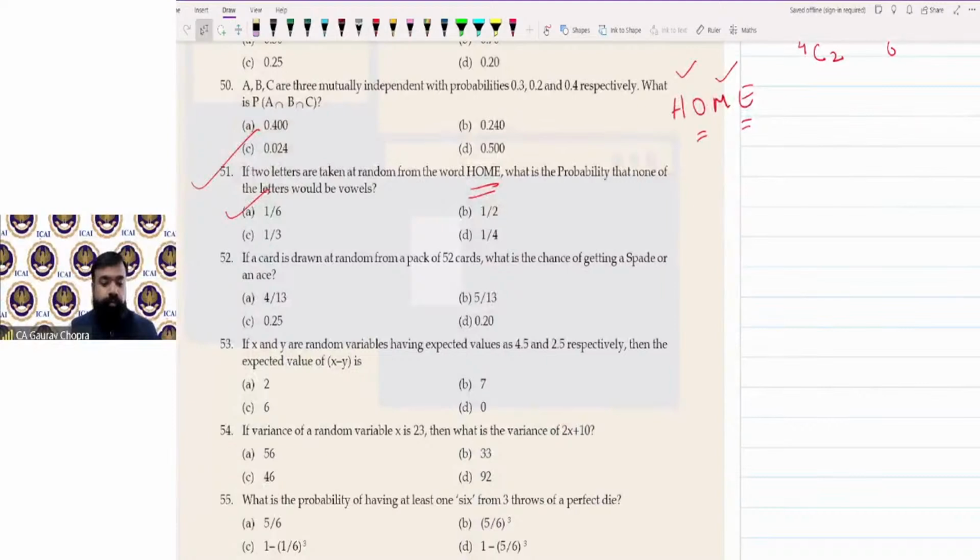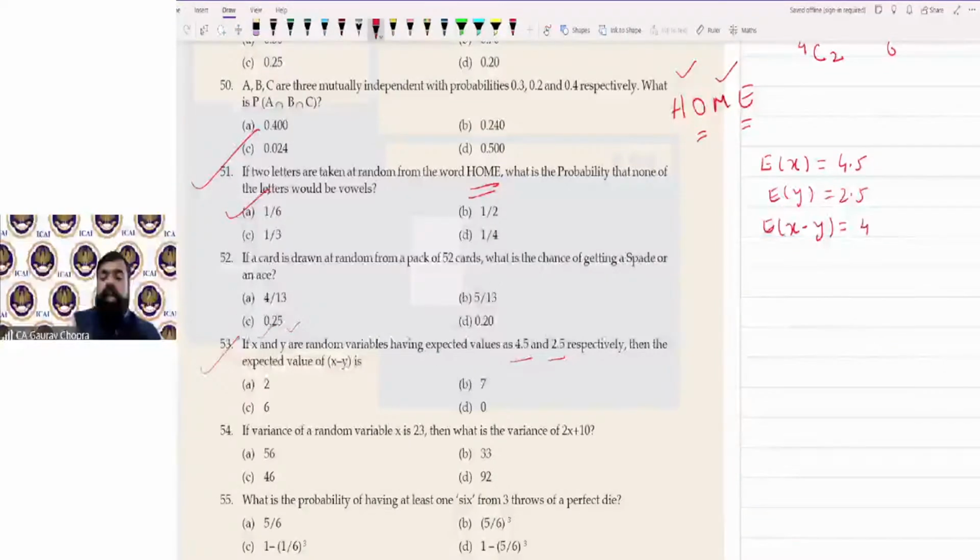Then the next one, let's try. If x and y are random variables having expected values of 4.5 and 2.5, so expected value of x is 4.5 and expected value of y is 2.5, then we require the expected value of x minus y. So we can write 4.5 minus 2.5. That is 2. The result will be 2.